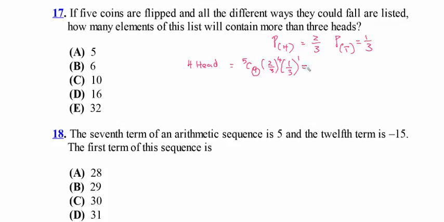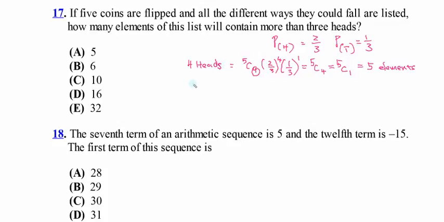You actually look at 5C4, which will give you 5C1, which is actually 5 elements. I mean, if you list all the possibilities, there are 5 of them which give 4 hits.